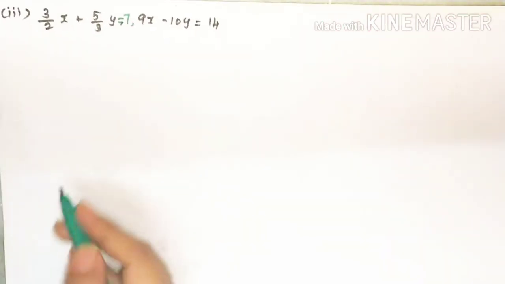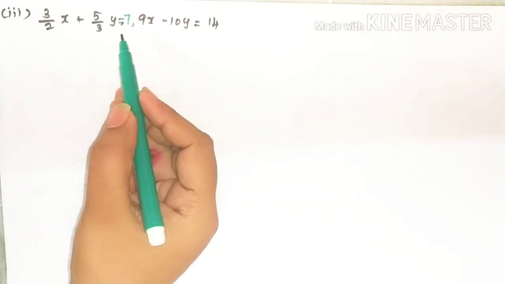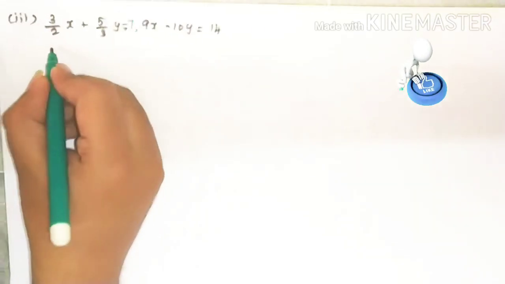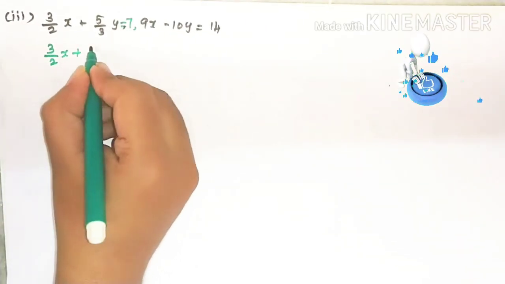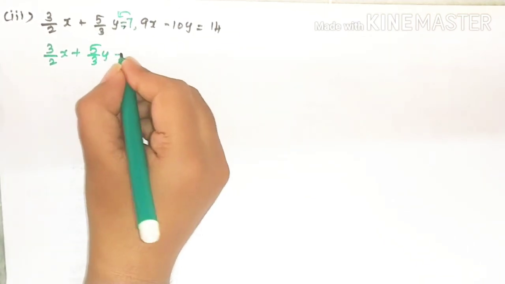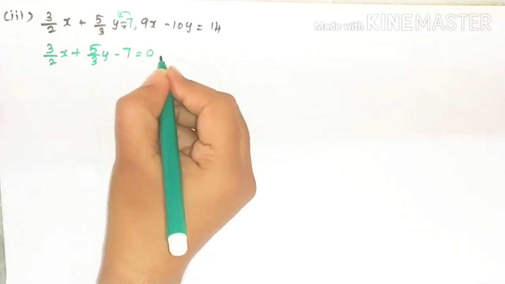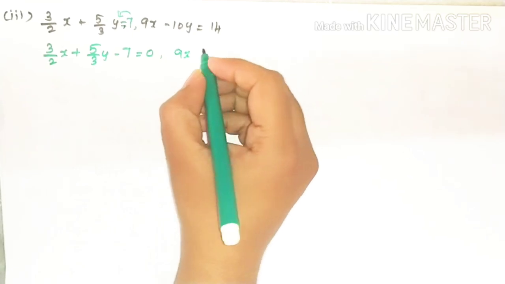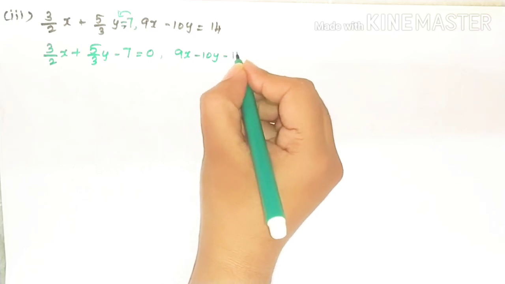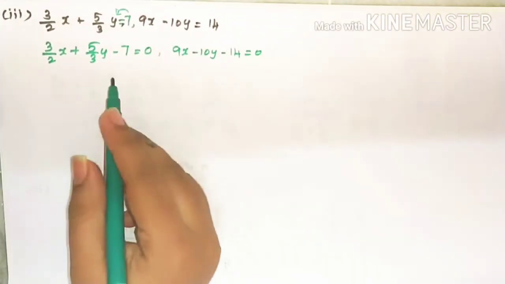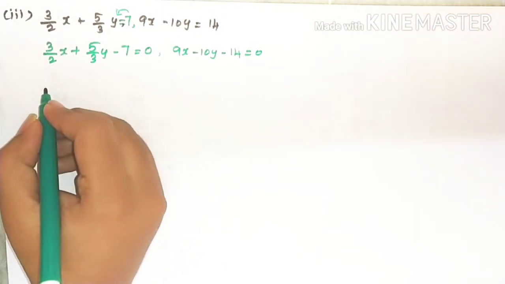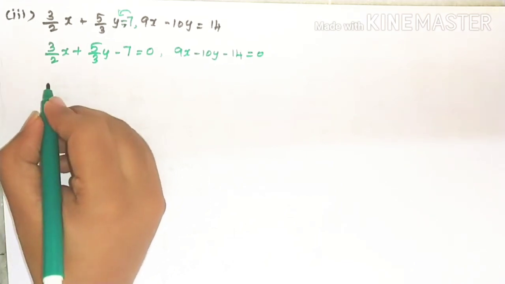Third sum, 3 by 2x plus 5 by 3y equal to 7, 9x minus 10y equal to 14. Now we can rewrite this equation. 3 by 2x plus 5 by 3y equal to 7. 7 you can transfer to the left side. You will get minus 7 equal to 0. Similarly, this equation also we can transfer. 9x minus 10y, 14 we can transfer to the left side. You will get minus 14 equal to 0. So for these two equations we have to compare and find the coefficients a1 by a2, b1 by b2 and c1 by c2. First a1 by a2.